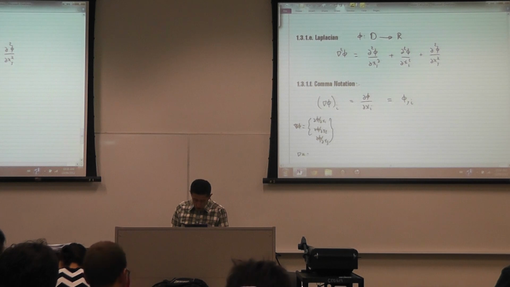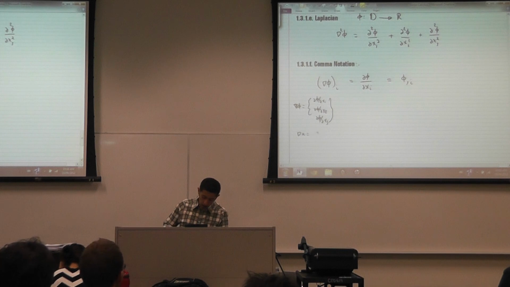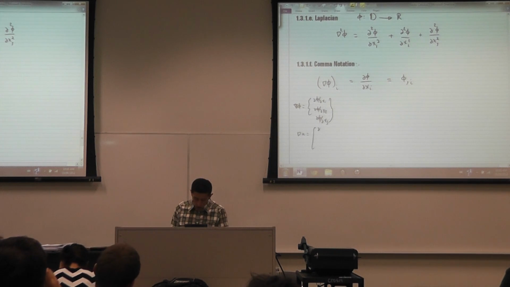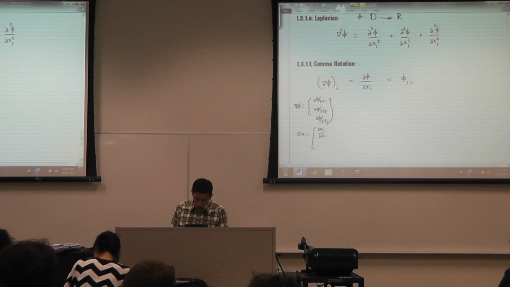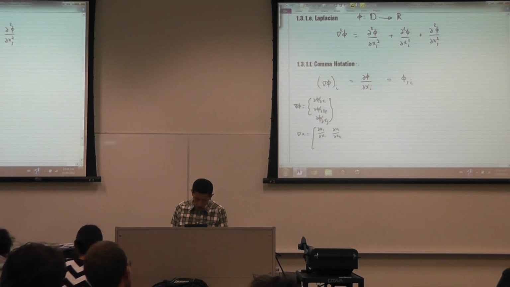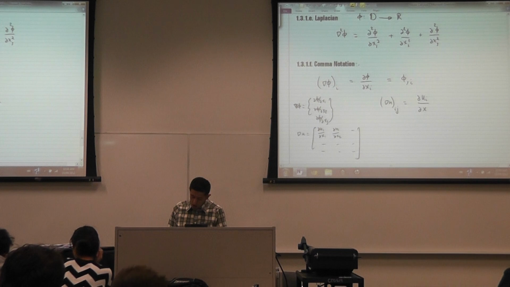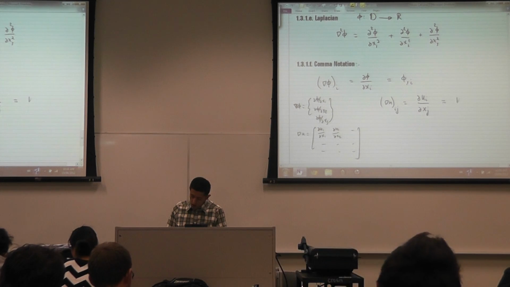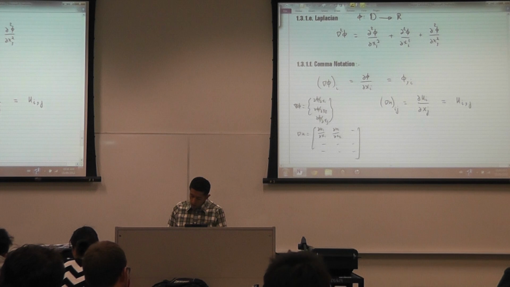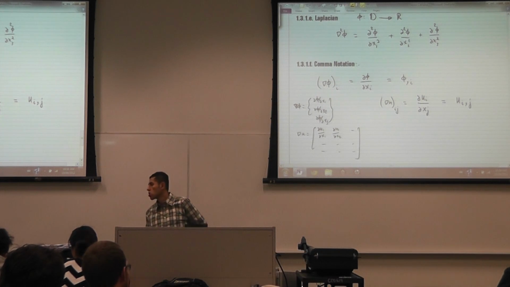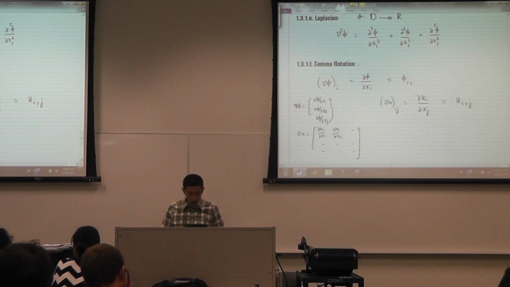The gradient of u, if u is a vector field, was a matrix made out of partial u1 by partial x1, partial u1 by partial x2, and so on. So the gradient of u is a matrix with components ij, where each component is partial ui by partial xj. I can write this ui, comma j. This comma notation means partial ui with respect to xj.